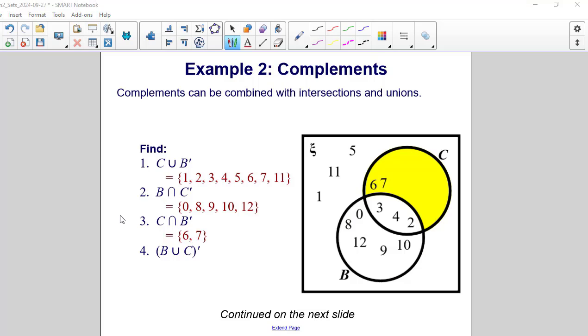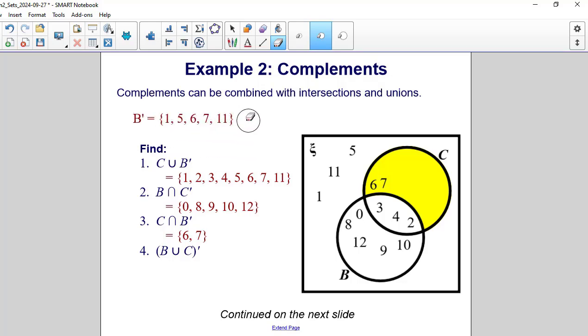For number 3, we are looking for the intersection of set C and the complement of set B. And we can see the answer is 6 and 7. And in the diagram, it is everything that's highlighted in yellow. So how did we get that answer? Well, first I'm going to list the complement of set B. The complement of set B are all the numbers that are not in set B. So that would be 1, 5, and 11 out here in the universal set, and then 6 and 7. Even though 2, 3, and 4 are in set C, they're also part of set B, so I left them out.